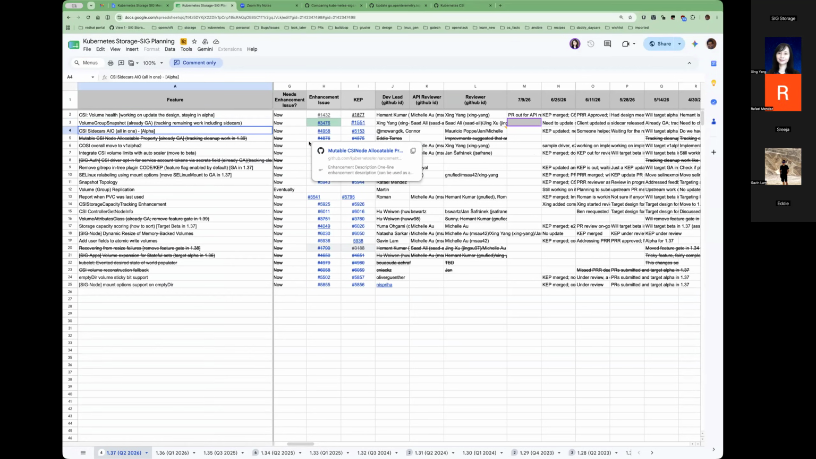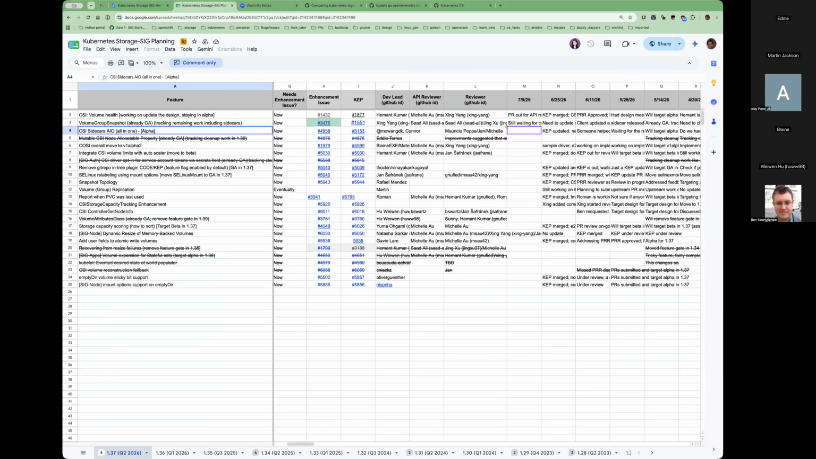And CSI sidecars all in one. Anything on this one? We figured out we got the repository. I saw that you opened the issue for this. Did it get created? Yes, he did. He's not here. I see that he said repo created, and then he is preparing the first PR. Okay.